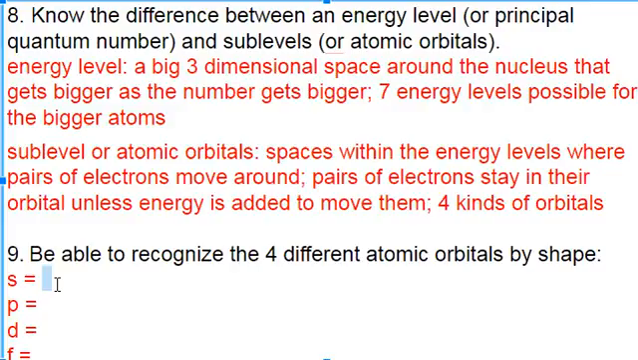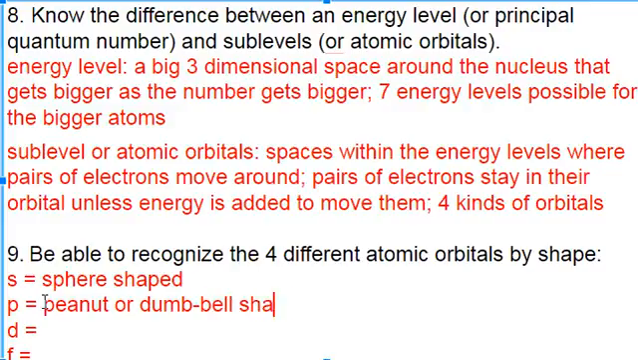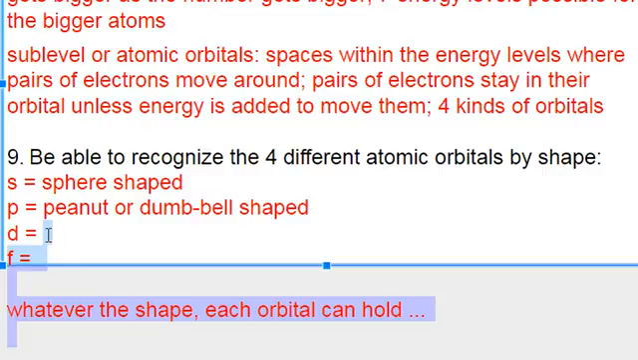So the S orbital, I think it stands for specific, but I think of it as sphere because it's sphere-shaped. The P orbitals have what kind of shape? Yeah, the book calls them dumbbells. I call them peanuts because peanut starts with P. And then the D orbitals have what kind of shape? Yeah, they're 2 of the P's together, so I very cleverly call them double peanuts.